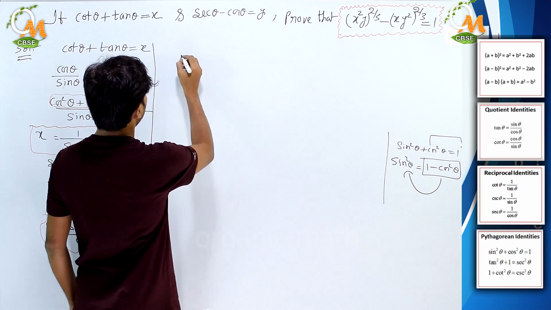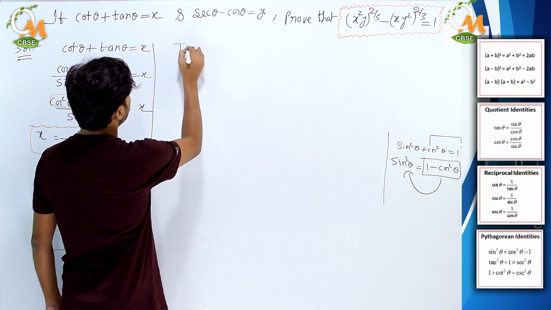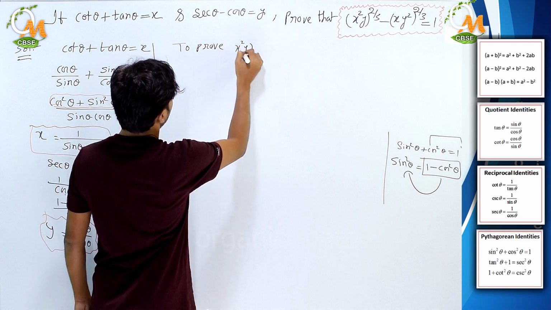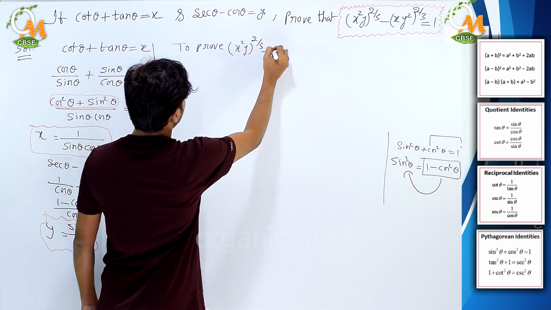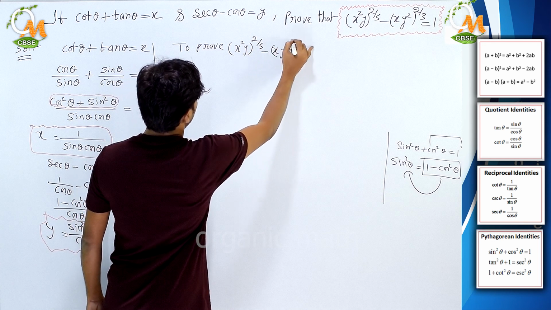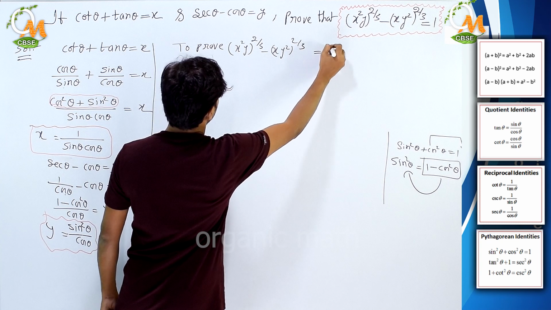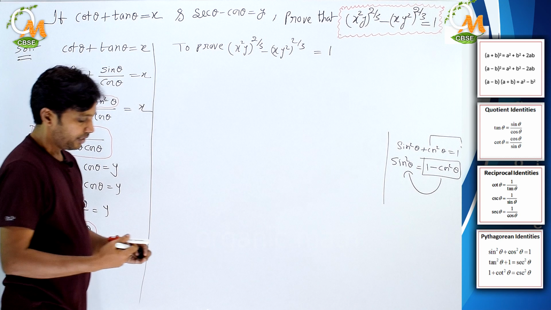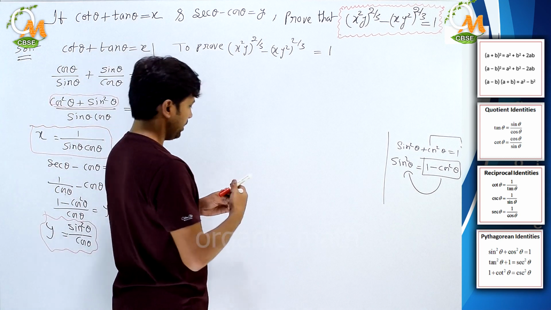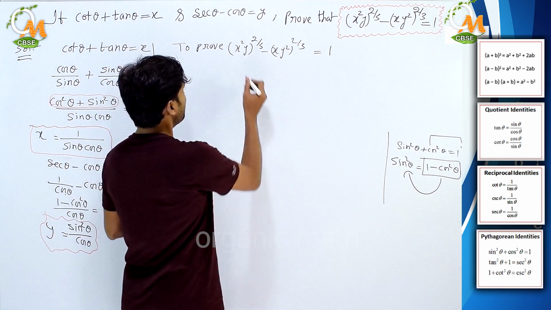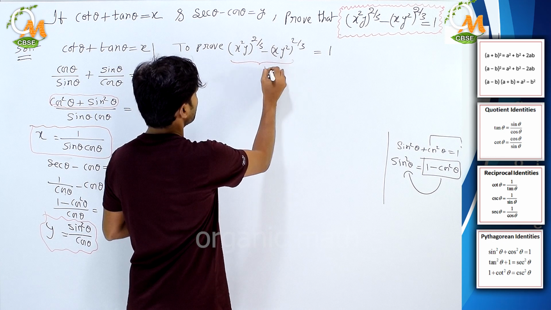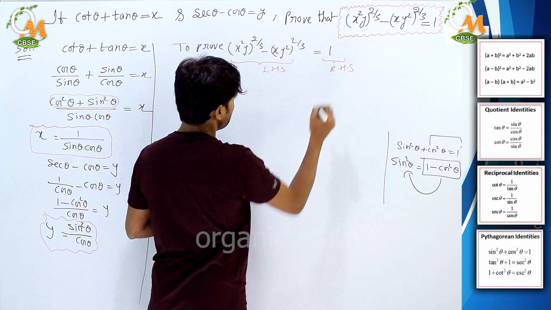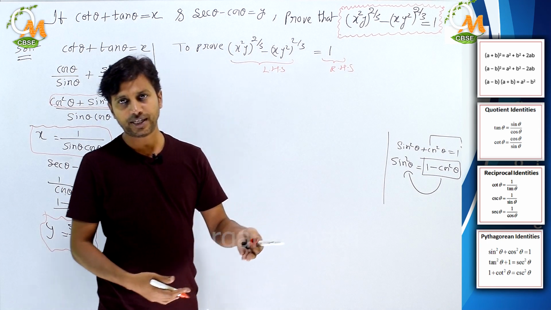Okay, what we have to prove here? To prove: (x square y) whole to the power 2 by 3 minus (x y square) whole to the power of 2 by 3 should be made equal to 1. This is our target. So what we have to do for that? You can consider this part as LHS, and 1 will be your RHS. As usual, you will take LHS and try to obtain the RHS part.